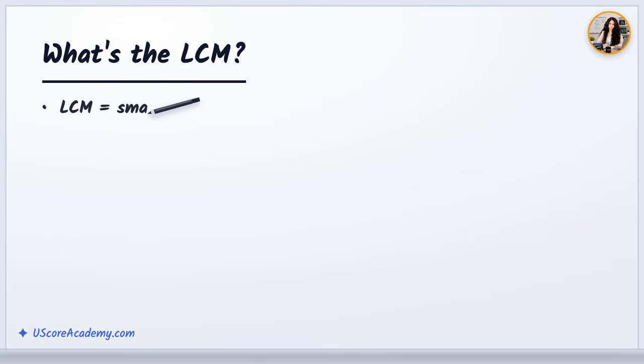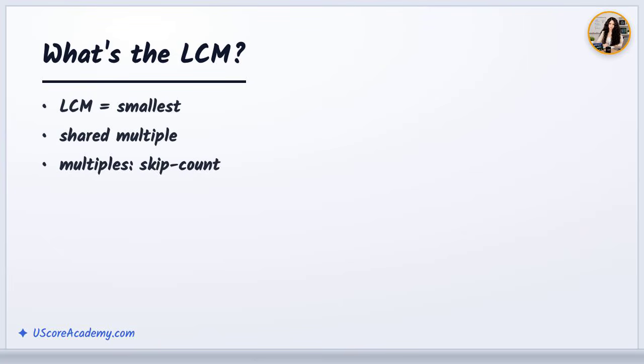The least common multiple, or LCM, flips it around. Multiples are what you get by skip counting a number. The LCM is the smallest multiple that two numbers have in common.